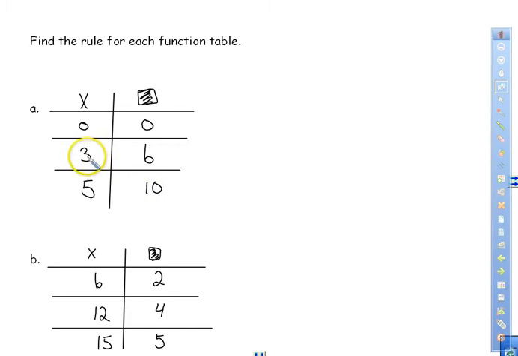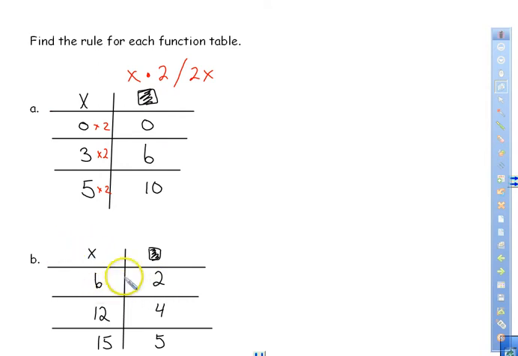So 3 times 2 will give me 6. Does 5 times 2 give me 10? Does 0 times 2 give me 0? Yes, it does. Remember, sometimes if we get 0 up here first, it's going to be very difficult to see the pattern. You're going to have to move on and see if it works for the others. So my answer to this is x times 2. Or you might add 2x. That would work as well. Let's look at the next one.